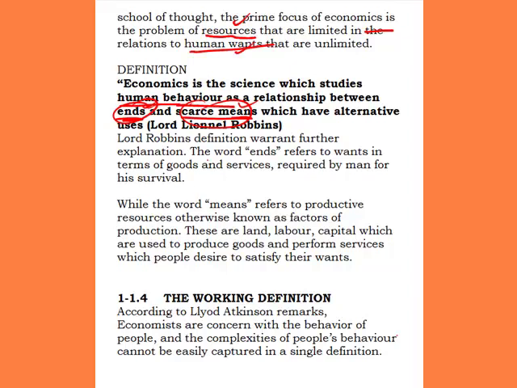I have talked about the ends being our wants, which are unlimited. Our scarce means are our resources used in satisfying those ends, and mostly they are the factors of production. So the relationship between these two terms, as it relates to the behavior of human beings, is what Lionel Robbins states as the definition of economics.